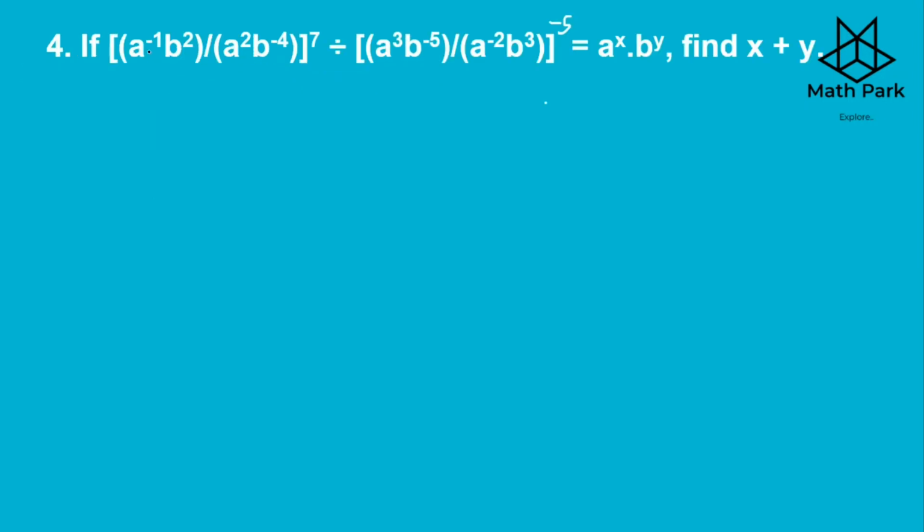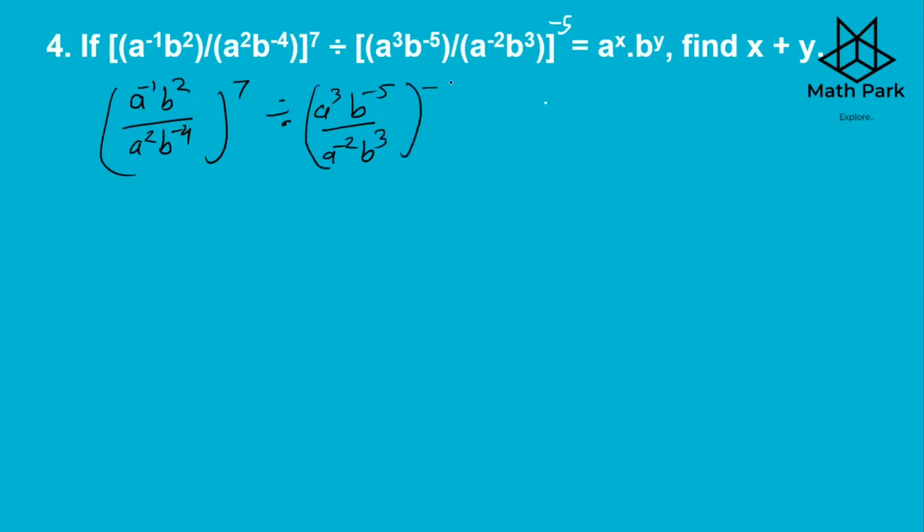Got it? Here this is a raised to minus 1, so this a raised to minus 1 comes down. B square was positive. Let me write this again. It is a raised to minus 1 b square upon a square b raised to minus 4, and this raised to 7, divided by a cube b raised to minus 5 upon a raised to minus 2 b cube, raised to minus 5. This is our LHS, right?